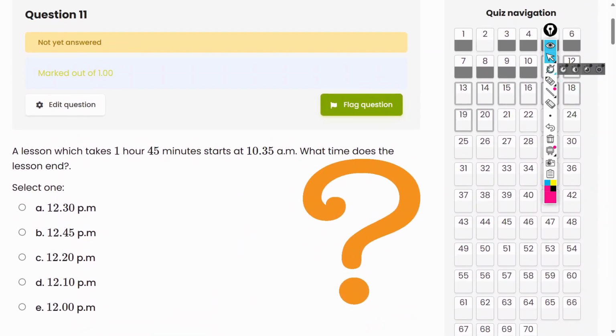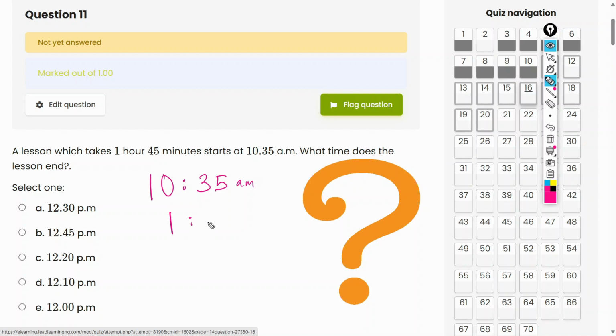Question 11 says, a lesson which takes 1 hour 45 minutes starts at 10:35 a.m. What time does the lesson end? So we are adding 1 hour 45 minutes to 10:35 a.m. So 10:35 a.m. and we are adding 1 hour 45 minutes.